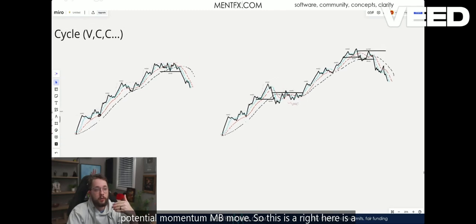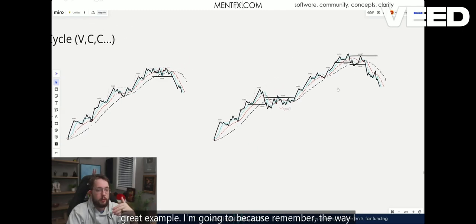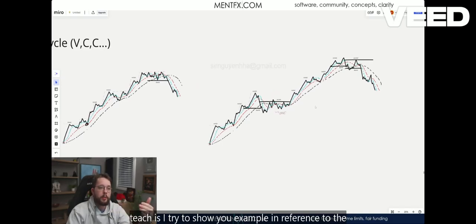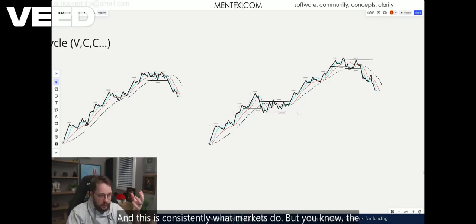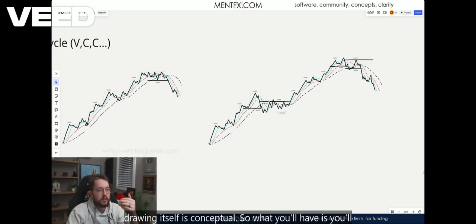So this right here is a great example. Because remember, the way I teach is I try to show you examples in reference to the conceptual, because this right here is technically conceptual. Now it's not, because if you go and apply it, you'll see that every market actually does move like this. And this is consistently what markets do. But the drawing itself is conceptual.